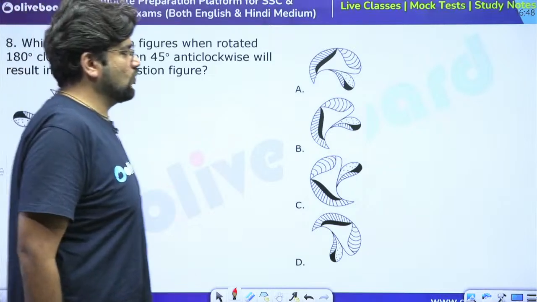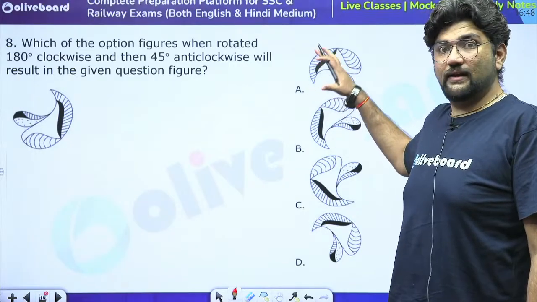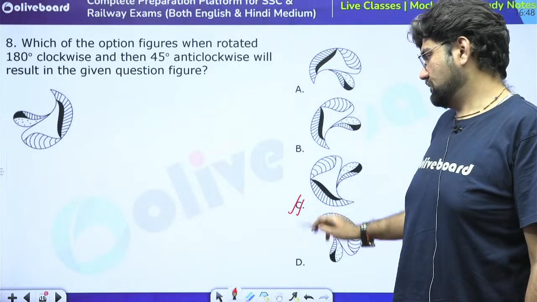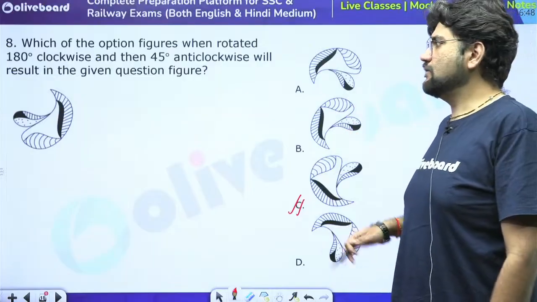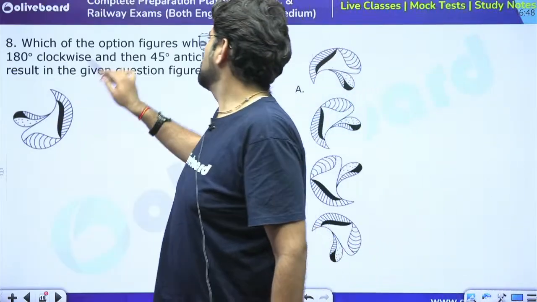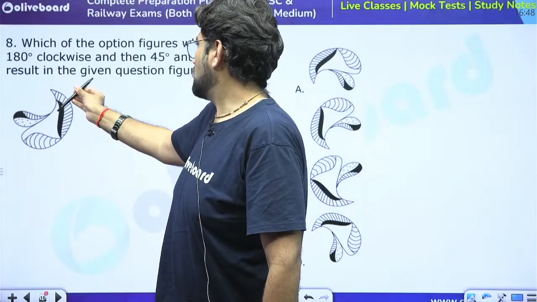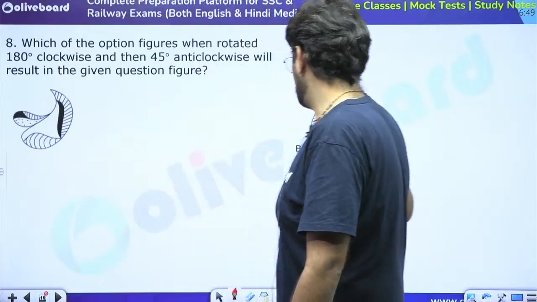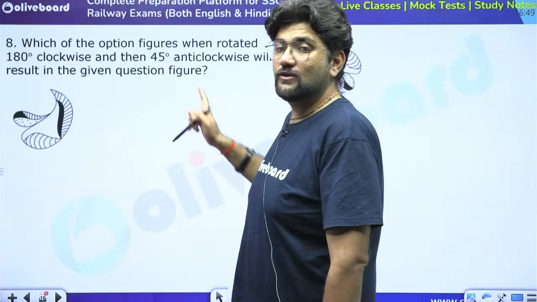Yes. In this question, what exactly comes to your mind? I'll tell you, majority of you, in hurry, will mark this answer. And they have done that in the examination. Why? Because you'll read, you'll see this is the figure and then rotated 180 clockwise. So this will go like this and 45 anti-clockwise. So it will be a vertical figure. This is the only answer. Option C is the correct answer. I told you, no, you failed to read it thoroughly.